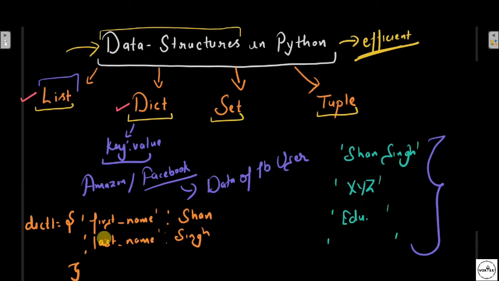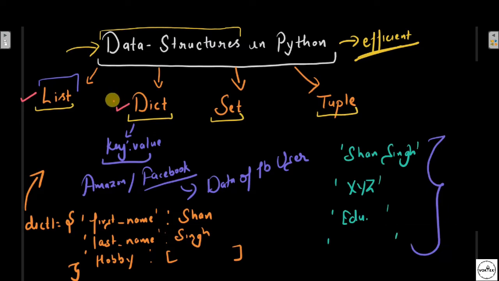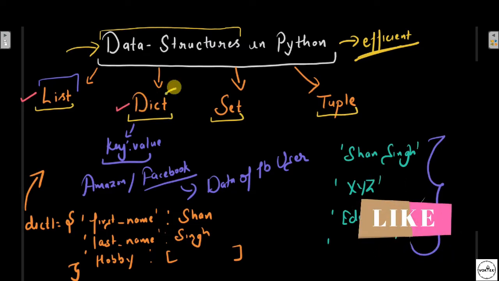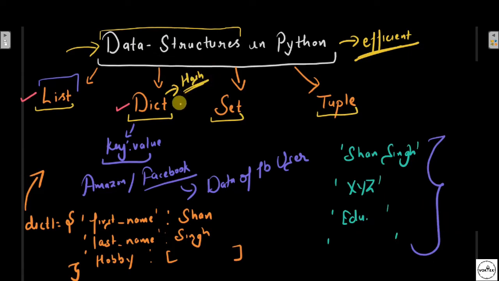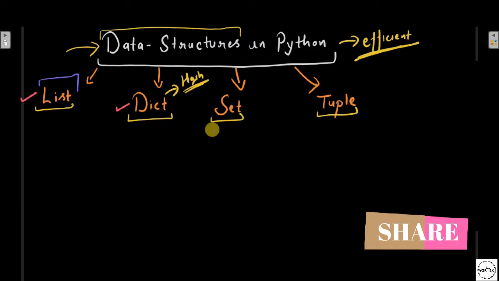Then I have another key, let's say hobby or hobbies, and then I have some set of hobbies. This is how you can think of storing data using a dictionary. Again, that's a real world instance where you can think of leveraging the functionality of a dictionary. Just like we have something known as a hash table in other programming languages, a dictionary is nothing but an implementation of a hash table. This is all about this.